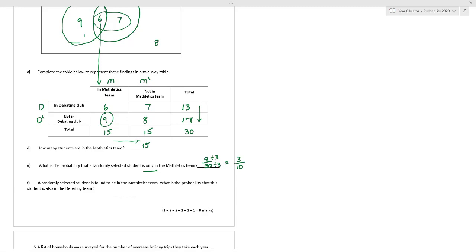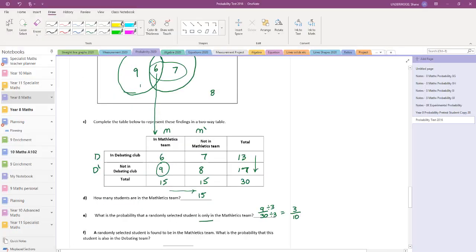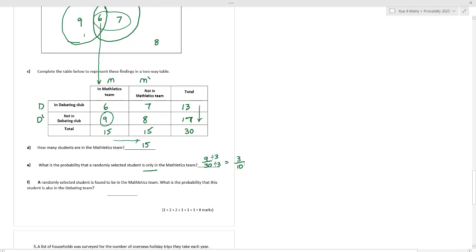A randomly selected student is found to be in the mathletics team. What is the probability that this student is also in the debating team? This is a little bit of a different one because we've been told there's a condition that they're in the mathletics team. Okay, so it's this column here. We know that it's from there.